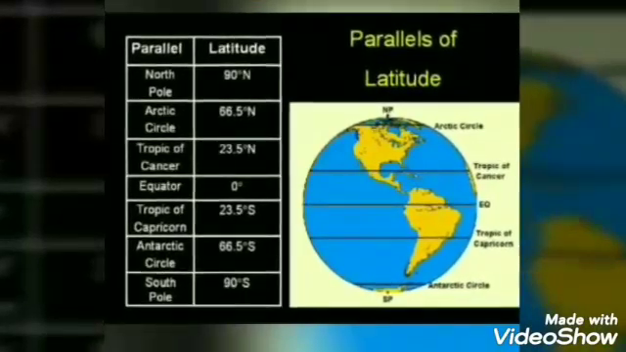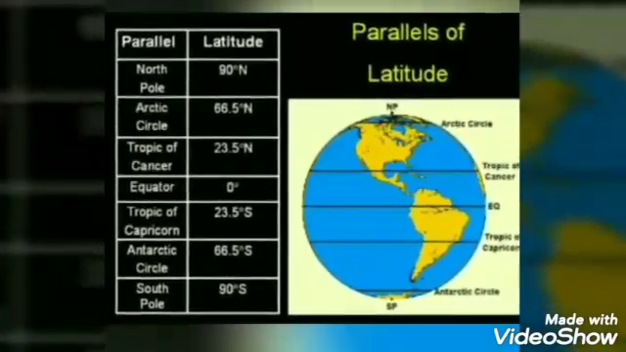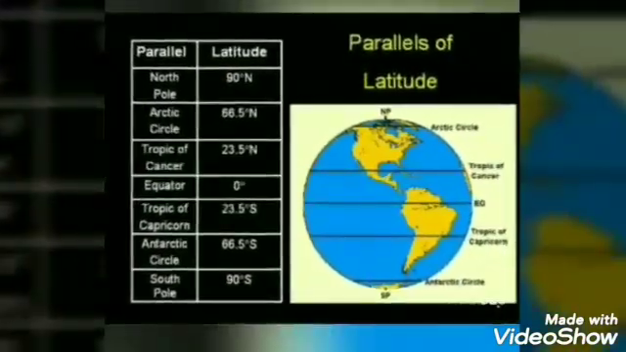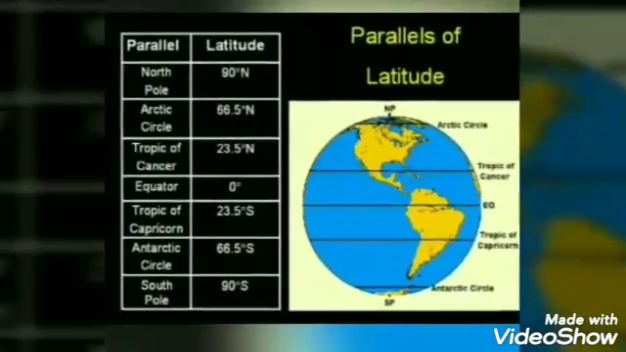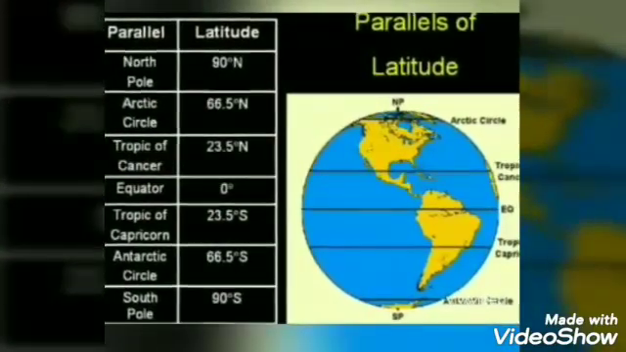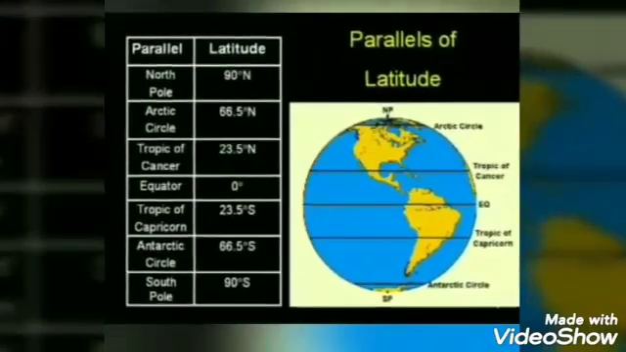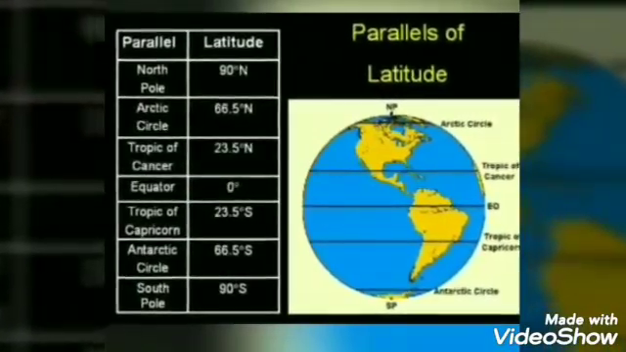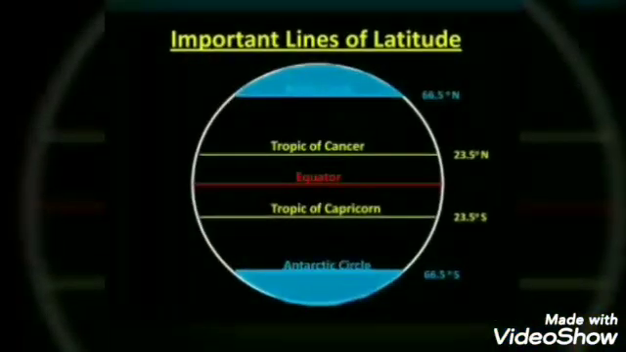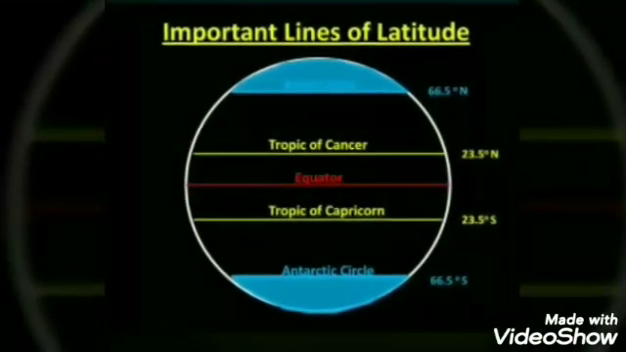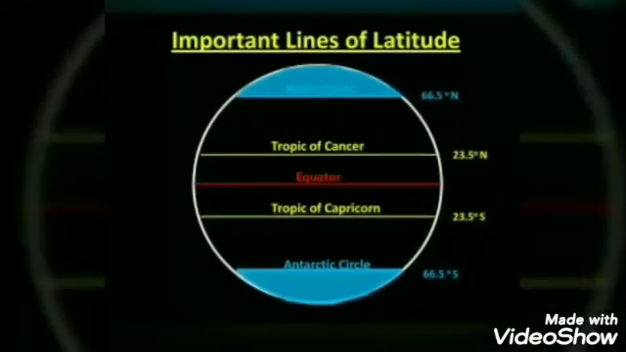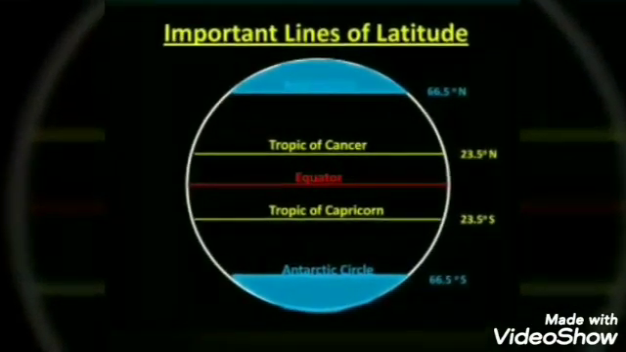There are 181 lines of latitude: 90 lines of latitude to the north of the equator, which are marked with the capital N, and 90 lines of latitude to the south of the equator, which are marked with the capital S. The North Pole is indicated as 90 degrees N, the South Pole is indicated as 90 degrees S. The equator is indicated as only 0 degrees. The important lines of latitude are the equator, Tropic of Cancer, Tropic of Capricorn, Arctic Circle and Antarctic Circle.